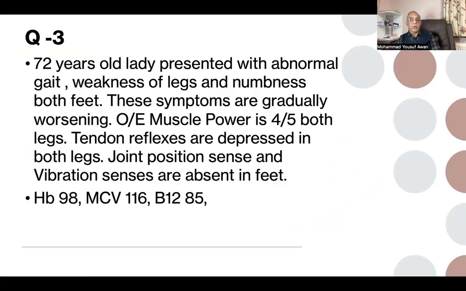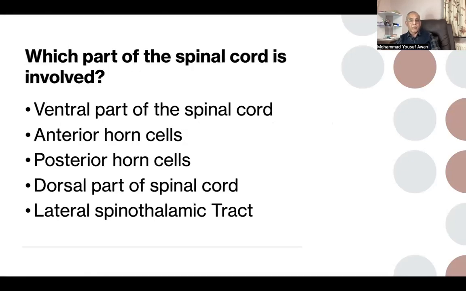So coming back to our question, these are the sensations which are carried by the posterior column. And this thing, high MCV and low B12, probably this is a condition which can specifically involve the dorsal column of the spinal cord, a condition known as subacute combined degeneration of the spinal cord. So the dorsal part of the spinal cord, that is the correct answer.